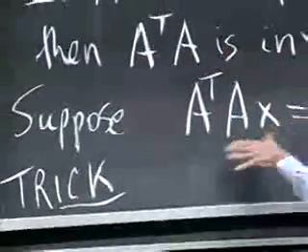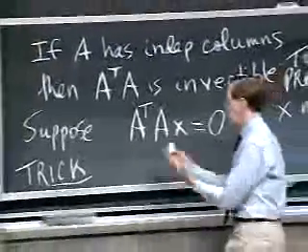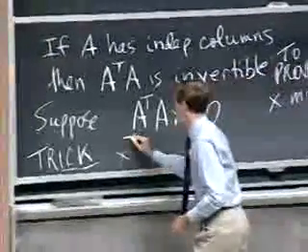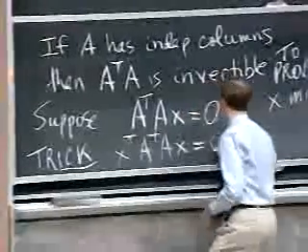Take the dot product of both sides with x. So I'll multiply both sides by x transpose. X transpose A transpose A x equals 0.